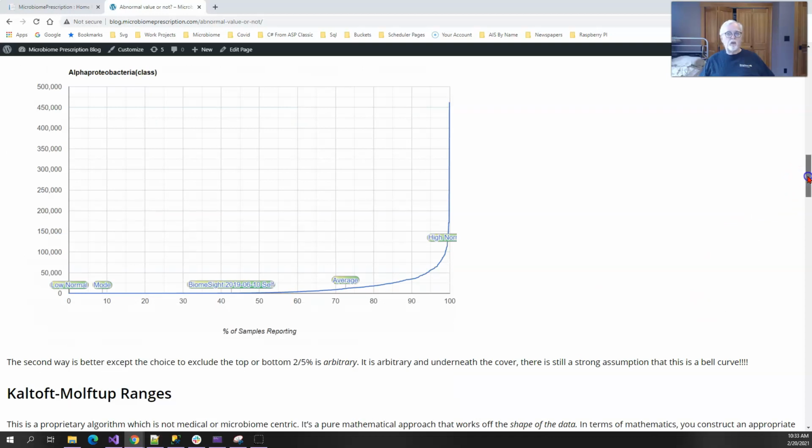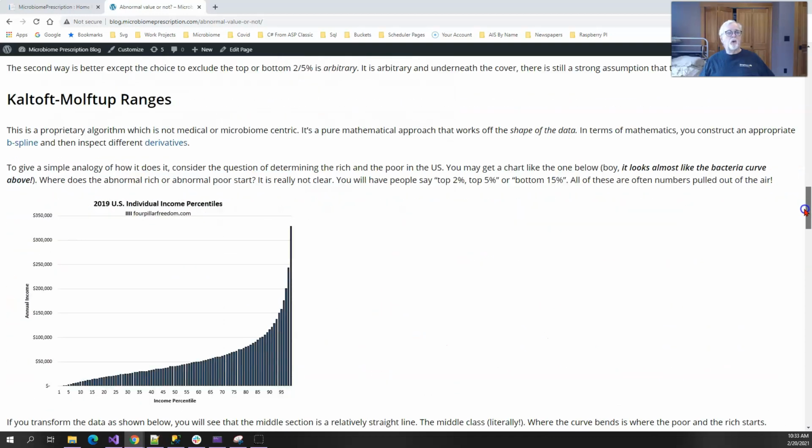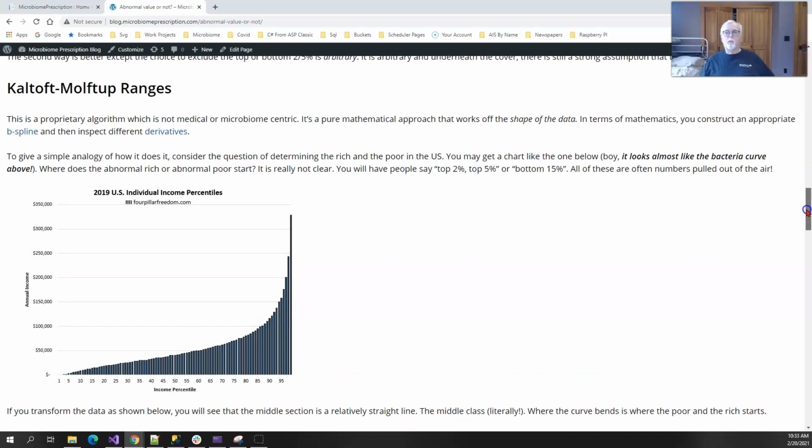What I have fortunately gotten licensed for and have implemented is something called the Kaltoft Multrup range. It's a proprietary thing. It doesn't come from medical science or microbiome. It's never one of these fun statistical areas. Fortunately, I'm a statistician by training.